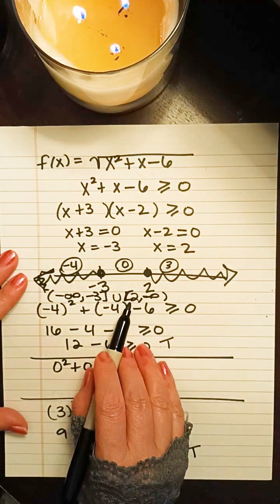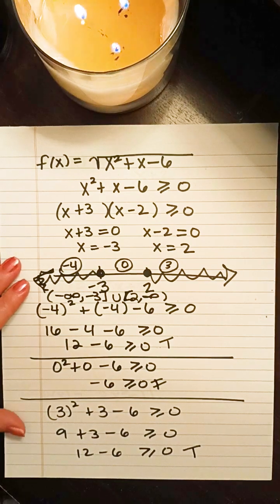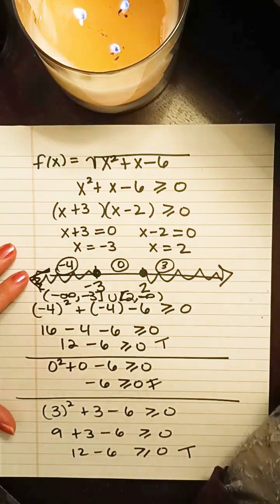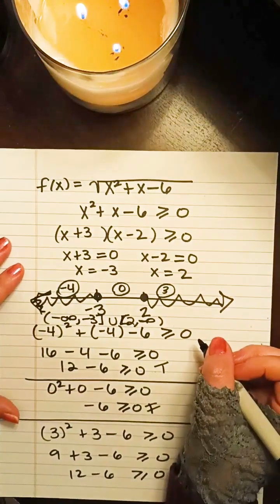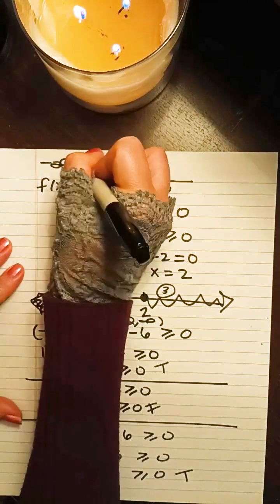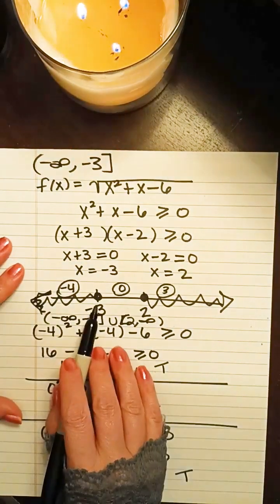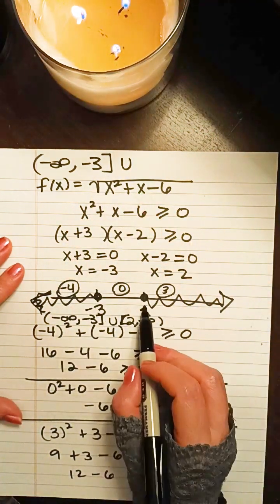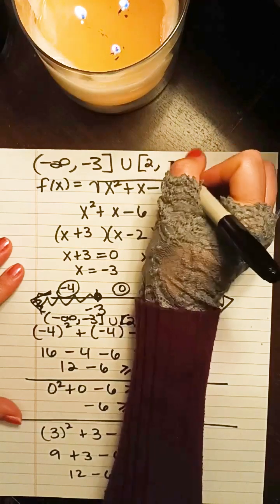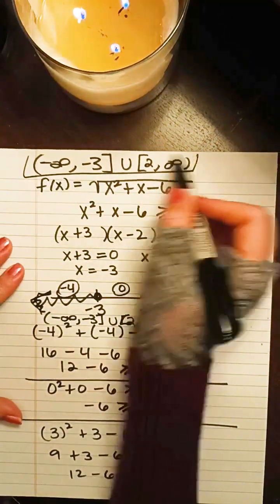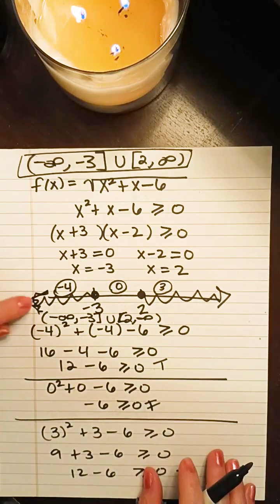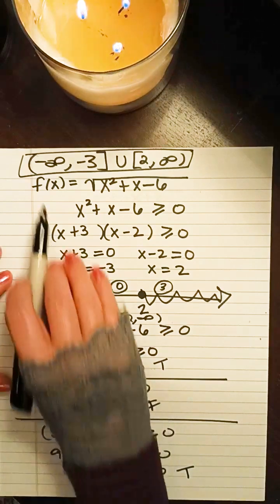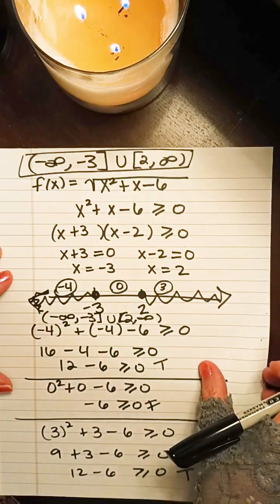And I denote that I'm including 2 with a bracket. I'll write the answer up here so you can see it better. So the answer is -infinity to -3 with the bracket, because I'm including the -3. That's how I denote that I'm including the number in interval notation, to infinity. So we just drew a picture, and I read the graph left to right where I shaded, and that is our answer.